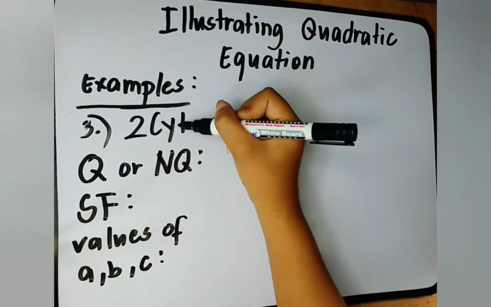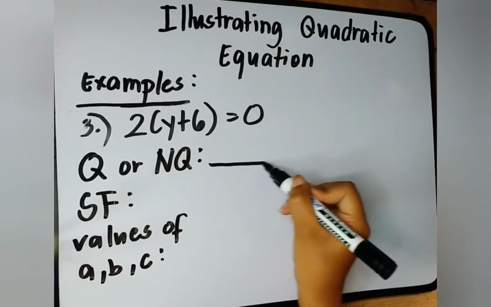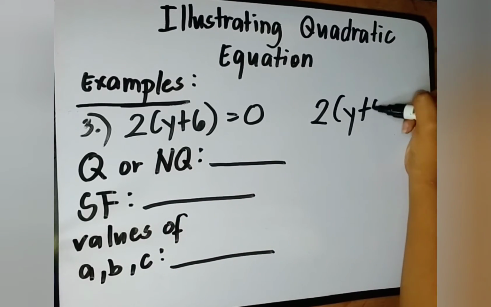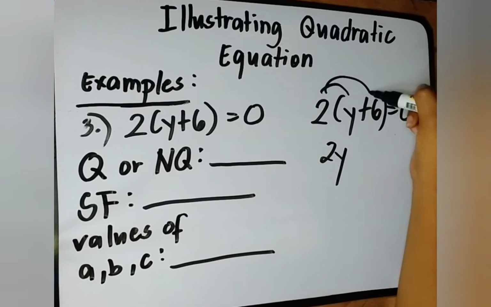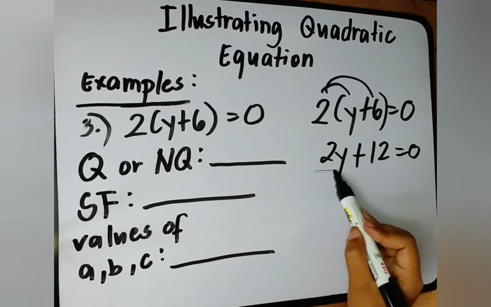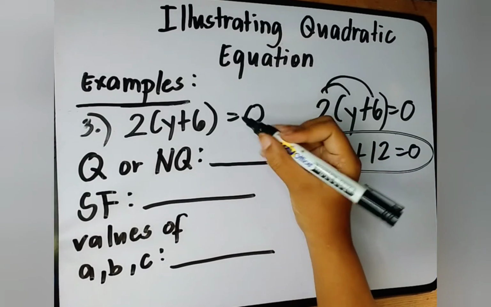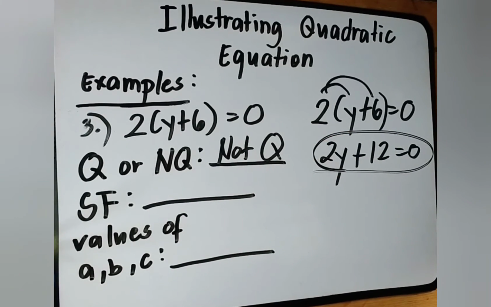Okay, let's have example number 3. Example number 3 is 2 times the quantity of y plus 6 is equal to 0. To know if the equation is a quadratic equation or not a quadratic equation, let us just simplify. Using the distribution property, 2 times y is 2y, and then 2 times 6 is 12, and then it is equal to 0. Since the equation doesn't have the highest degree of 2, we will conclude that it is not a quadratic equation.